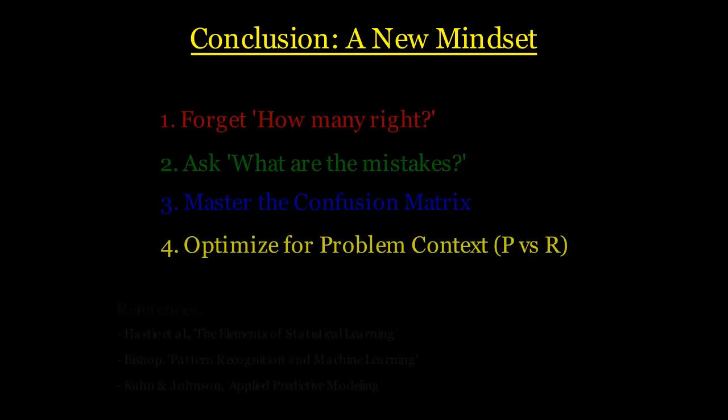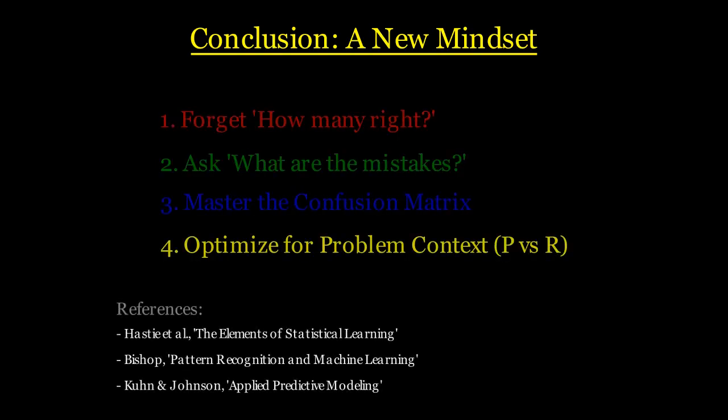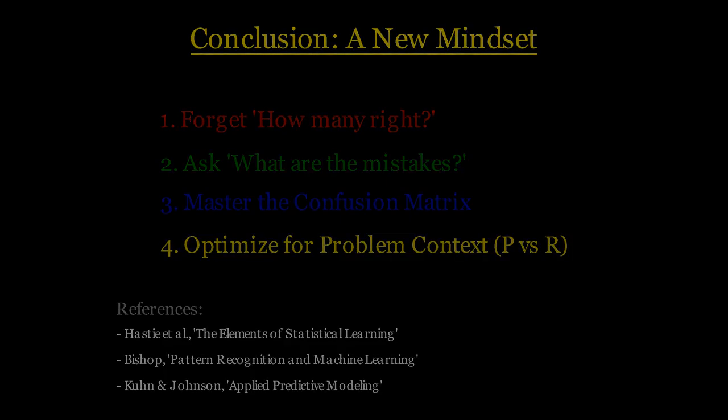In conclusion, moving from statistics to machine learning requires a shift in mindset. We must stop asking, how many did we get right, and start asking, what kind of mistakes are we making, and what is the cost of those mistakes? By mastering the confusion matrix, precision, recall, and the ROC-AUC, you gain the power to build models that don't just look good on paper, but actually solve real-world problems.